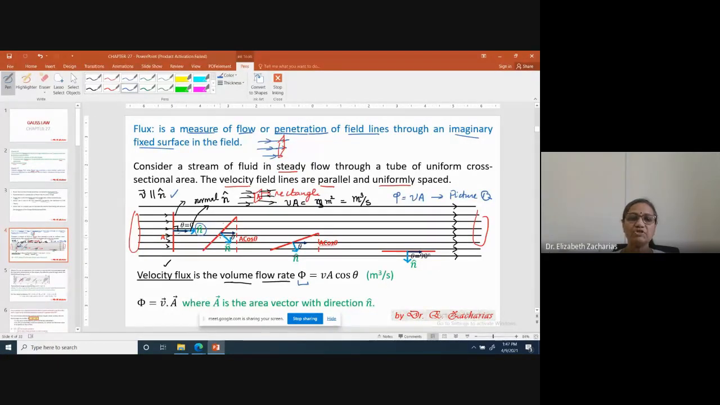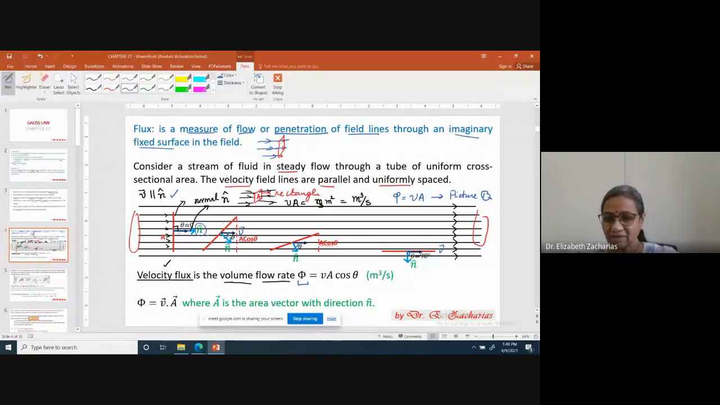Now look at the second picture. In the second picture, my light blue arrow is my n cap, my dark blue arrow is my V vector. Now look at the angle between them. There is an angle. This angle is theta. Now let us go to the third example. In the third example, theta is still larger. Now come to the last example. In the last example, theta is 90 degrees. Or n vector is perpendicular to the V vector.